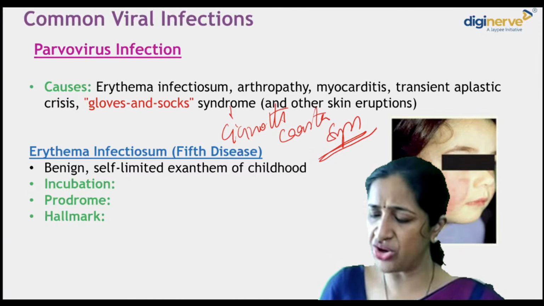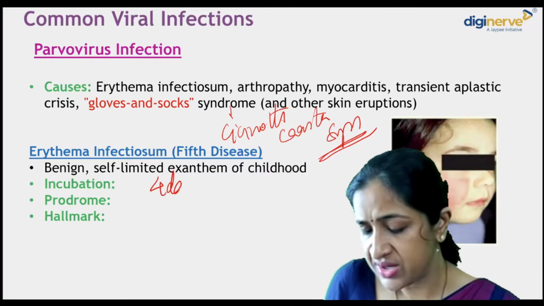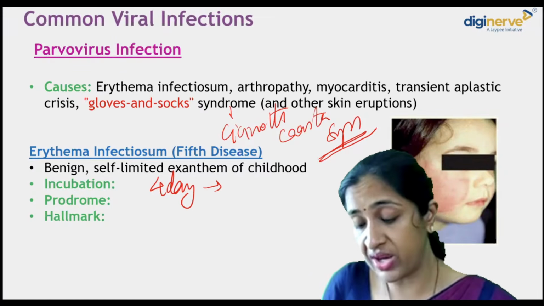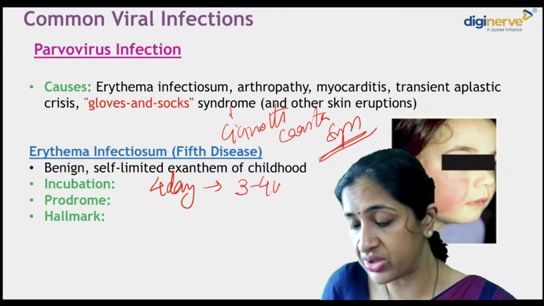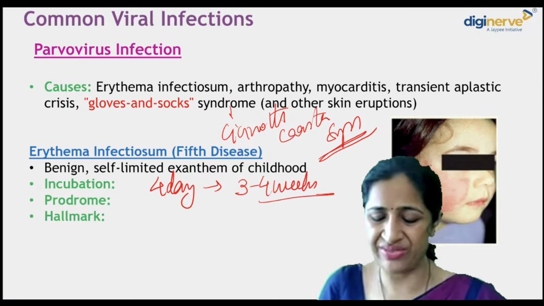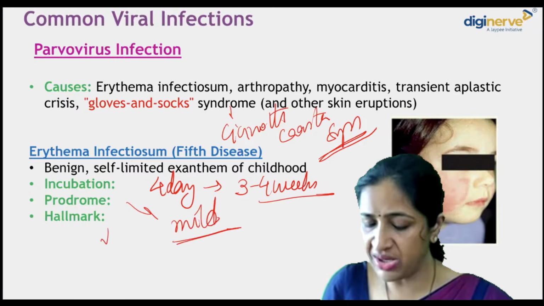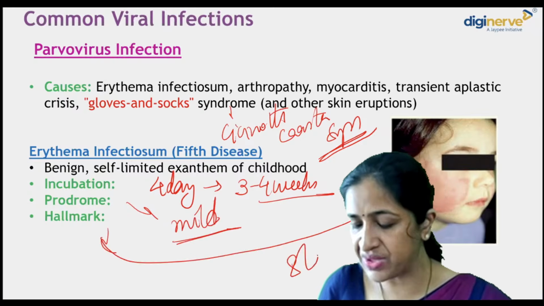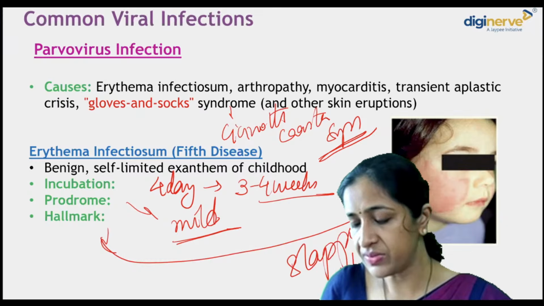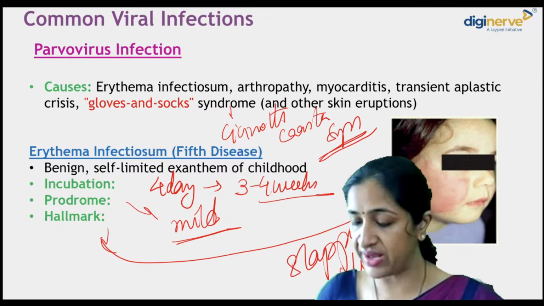Incubation is very short, as little as 4 days, and it can also go as long as 3 to 4 weeks. It has a small prodrome with malaise, fever. The hallmark is the slapped cheek appearance. Slapped cheek syndrome is what you see in parvovirus infection.